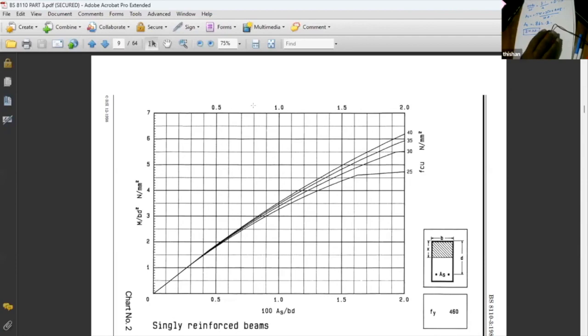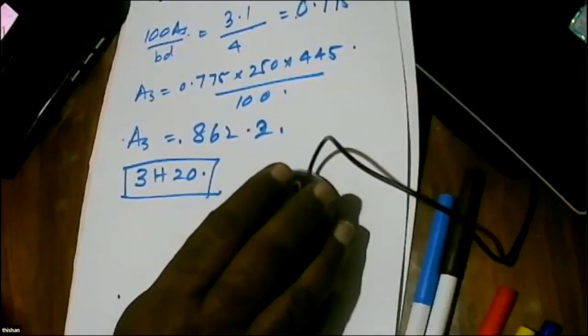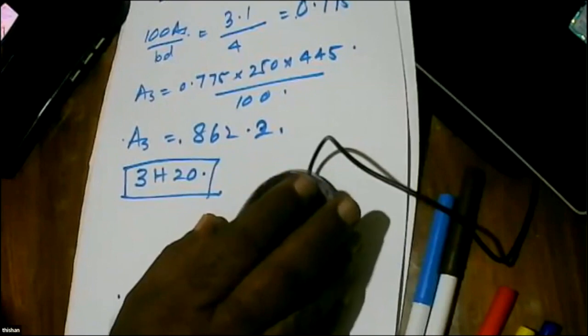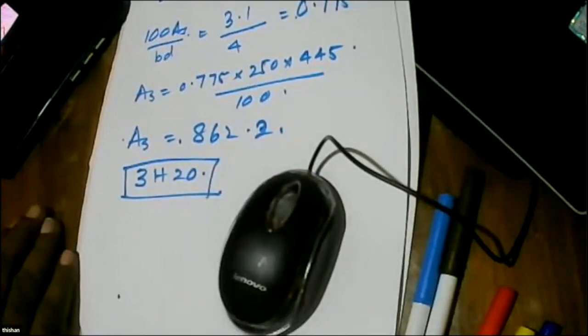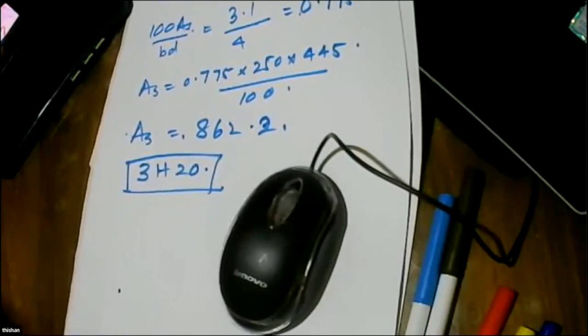Okay, sir. There's one question. If the reinforcement areas, AS and AC, are known, how do you calculate the moment capacity of the section? That is going backwards. Actually, if it is singly reinforced, you can calculate 100 As over bd, multiplied by 4, and that gives M over bd squared. Then you can calculate it.